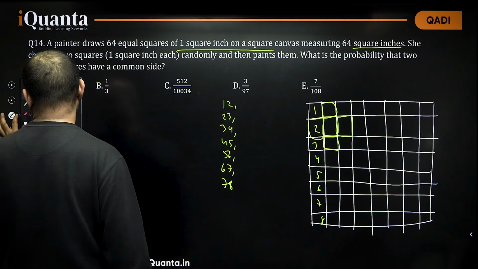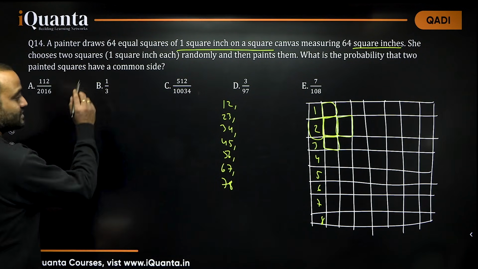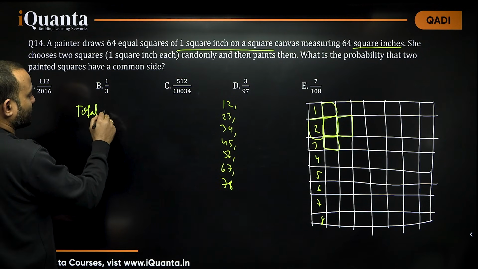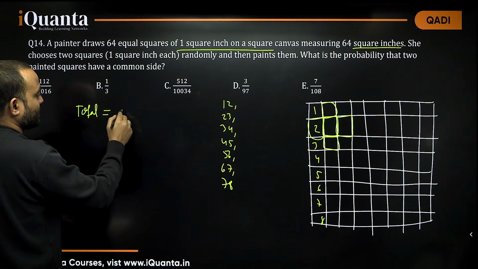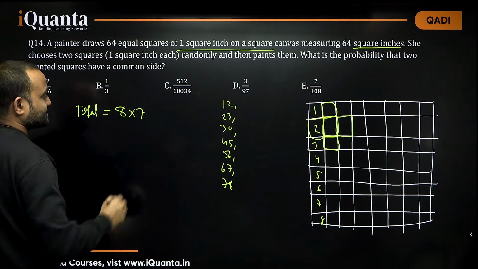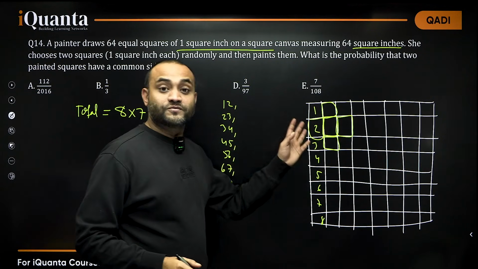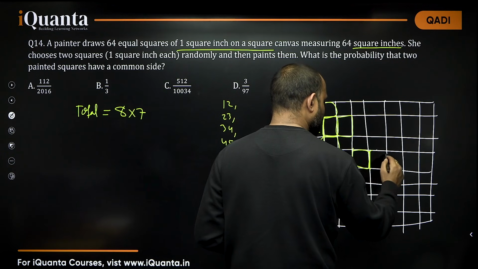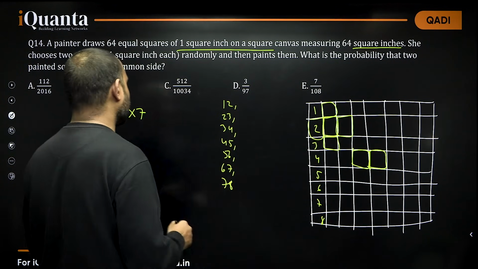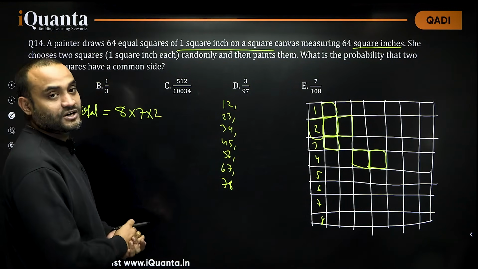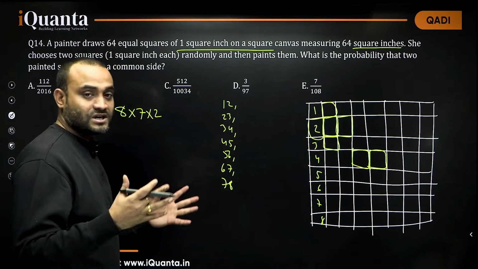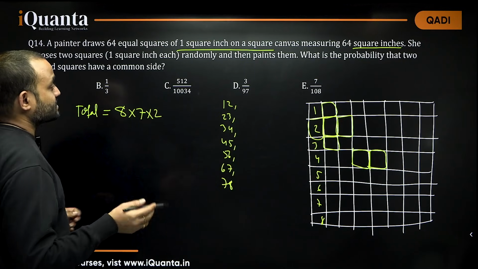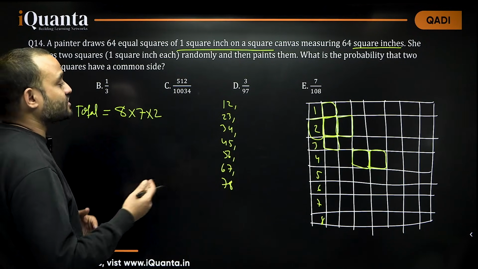So the favorable outcomes will be the total number of ways of choosing. 8 columns, and in every column there will be 7 such pairs. Now instead of choosing from columns, we can choose from rows as well, like these two squares. So it will be just double of that: 8 into 7 into 2. This will be the total number of ways we can paint two squares which are adjacent to each other or share a common side.